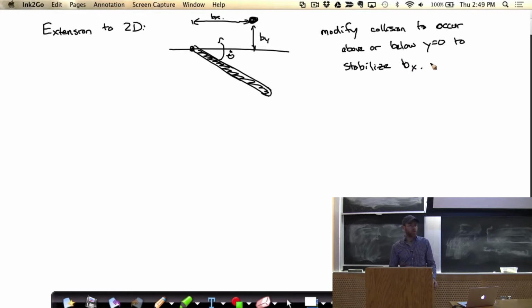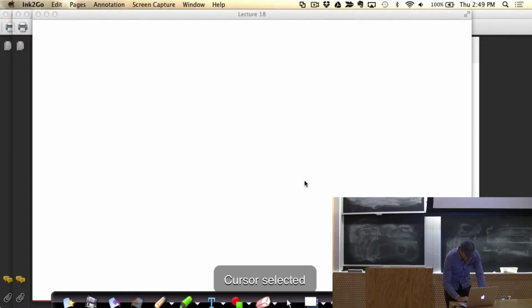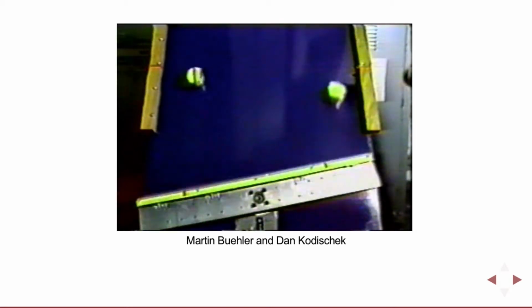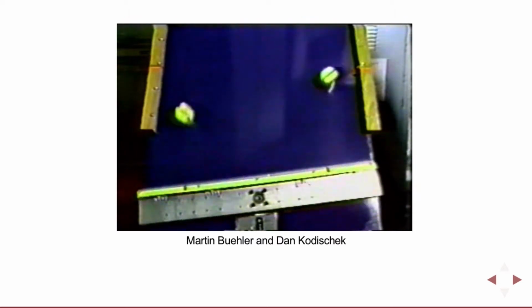And you can put these things together and get nice, practical, stable juggling robots, with this mirror law being the heart of it, and then just a small deviation from it to give me the stability and the out-of-plane motion. And Martin Buehler and Dan Koditschek made all these juggling robots back even in the 80s.